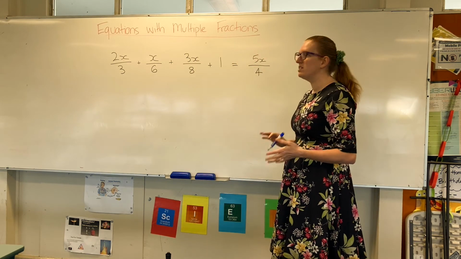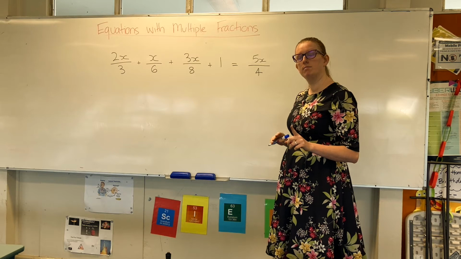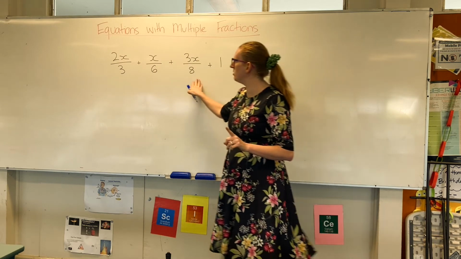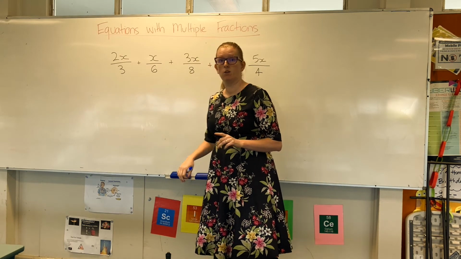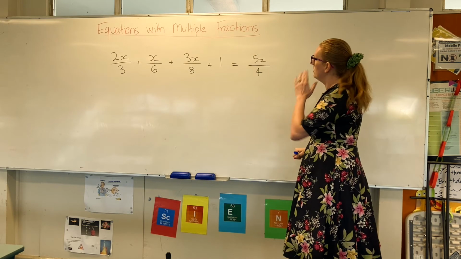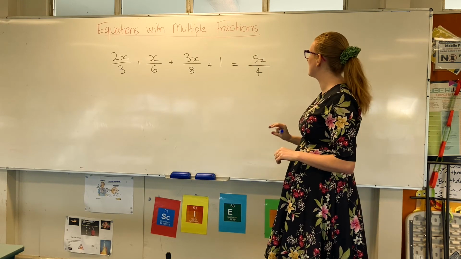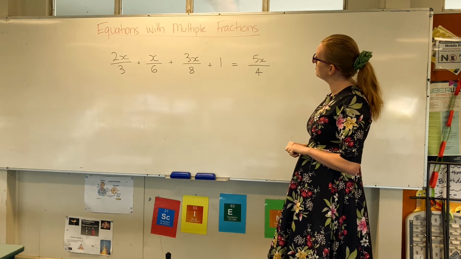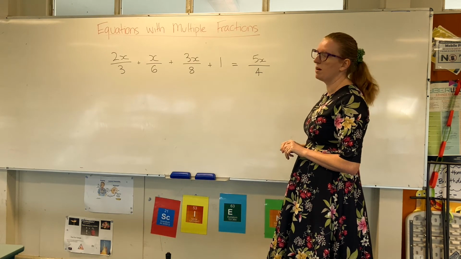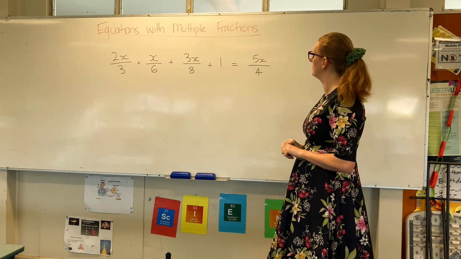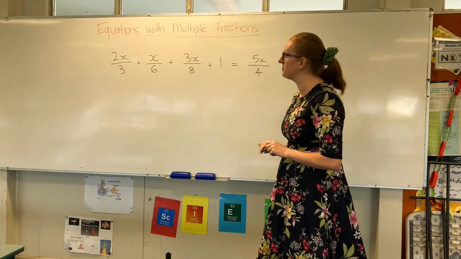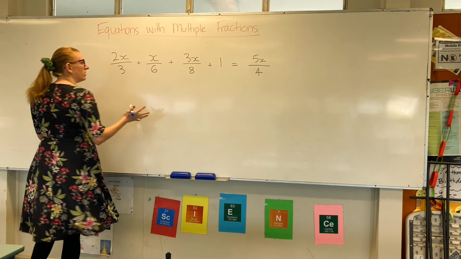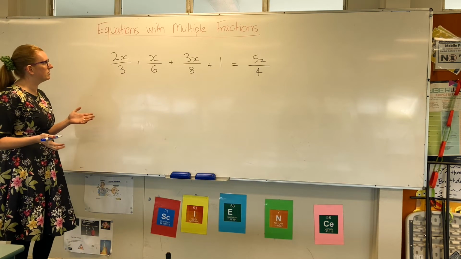So, we need to find one number that all of our denominators will fit inside. All of them have to fit. So, we've got a 3, a 6, an 8, and a 4. I'm thinking 24. So let's do it. So 24 is my magical number.